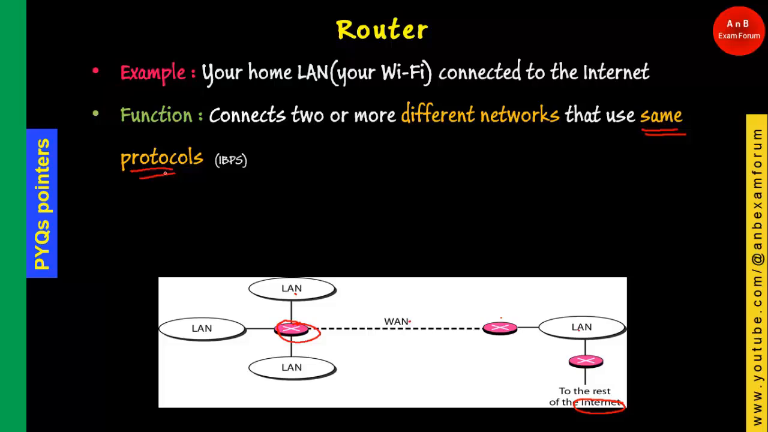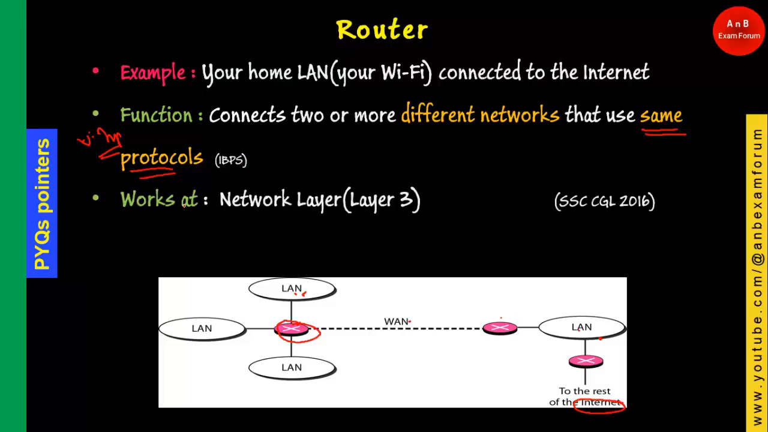What do you mean by same protocol? For example, this LAN uses TCP IP model. So again, this LAN should use TCP IP model only, then only router will work. If it is using some legacy protocol or some custom protocol, it is not going to operate. So this is a very important pointer for your exam. It is going to connect different networks that use the same protocol, and it works at the network layer 3. This is again a very important pointer.